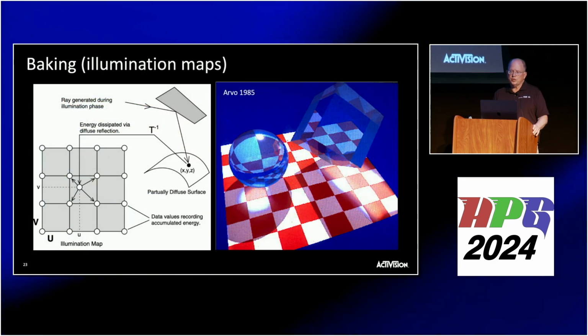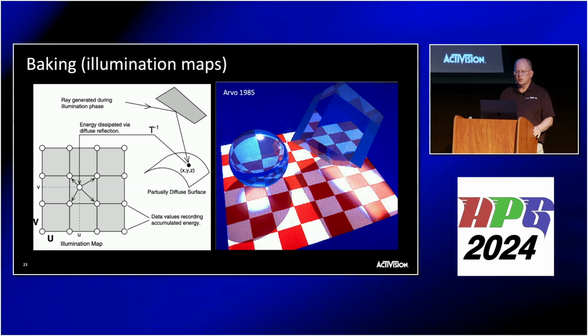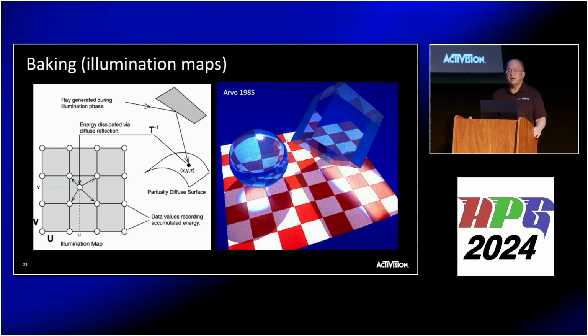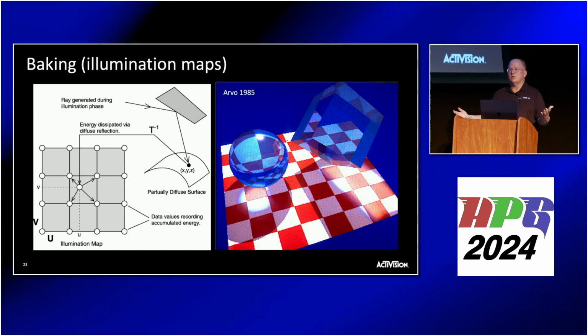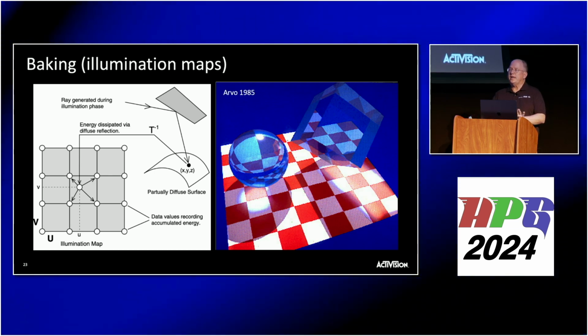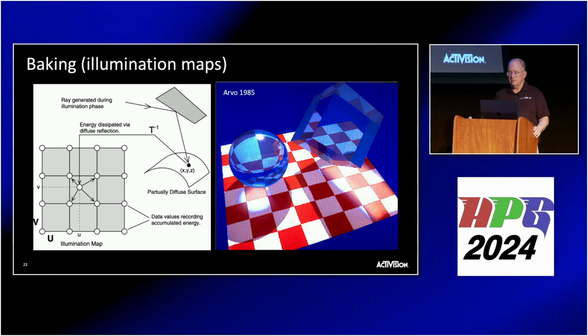Okay, baking is more usually done with texture maps, illumination maps. This is the first one I could find, which is Jim Arvo back in the 80s did this paper with illumination maps, and he did it, of course, for caustics, which would be way too slow to do interactively. Still, that's a super challenge now.